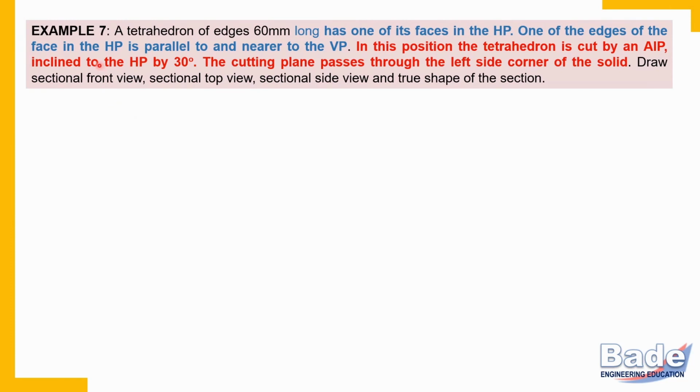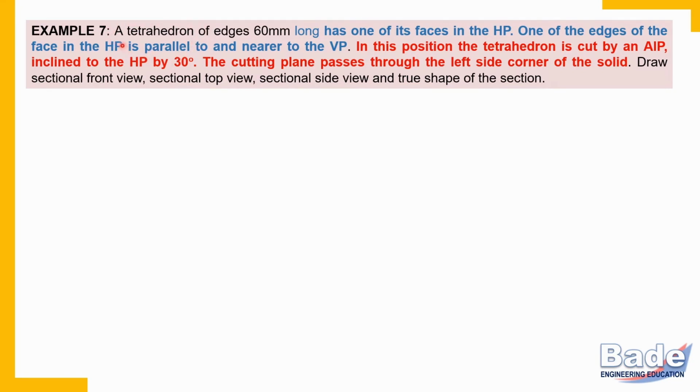Now let's read this problem. A tetrahedron of edges 60 millimeter. First of all, do you know what is a tetrahedron? So listen, we have already solved in my first video on sections of solids, problems on pyramids. A tetrahedron is nothing but a triangular pyramid. So 3 base edges and 3 inclined edges from the apex called face edges. So overall 6 edges. It is a triangular pyramid, that means a triangular base and 3 triangular faces. So altogether there will be 4 surfaces.